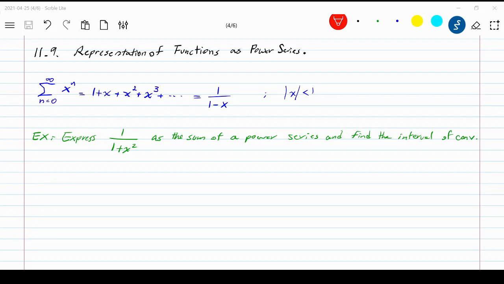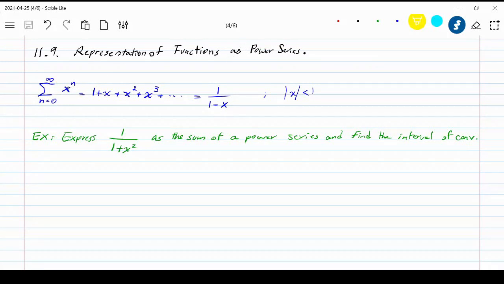Finally, we're here on the last topic of chapter 11, representation of function as power series. Last time we kind of glanced over the idea of how you calculate the convergence interval and radius of convergence for power series. Now today we're going to say, okay, if we have a representation of a function as a power series, can we mention at least some of those representations?